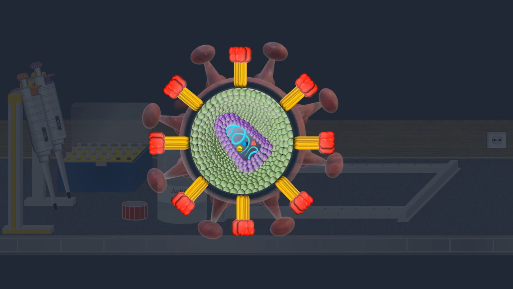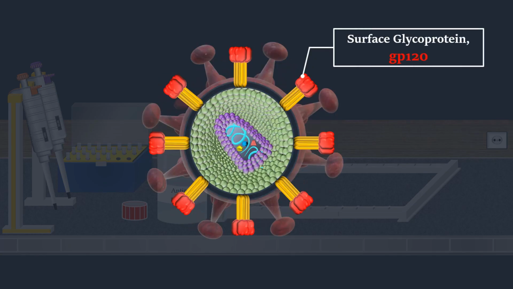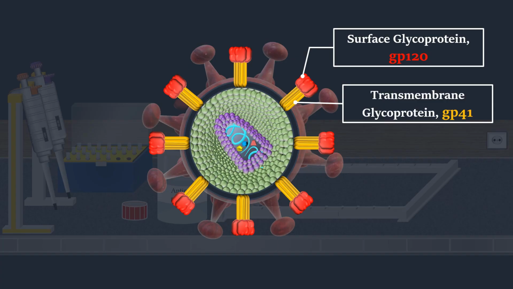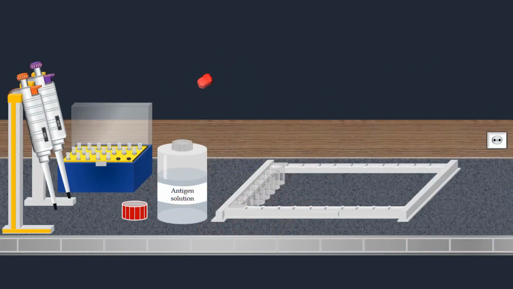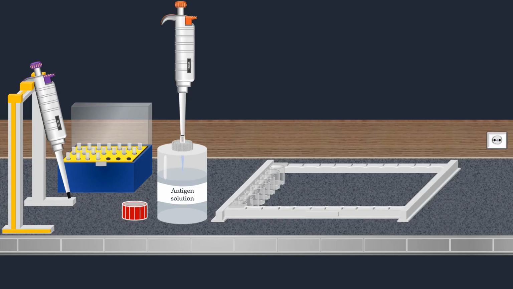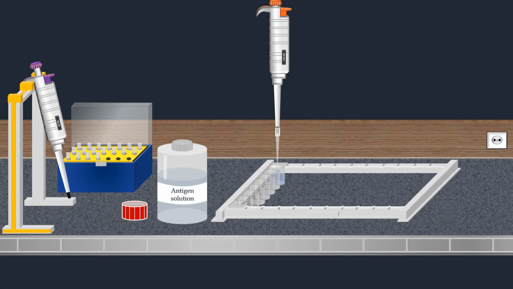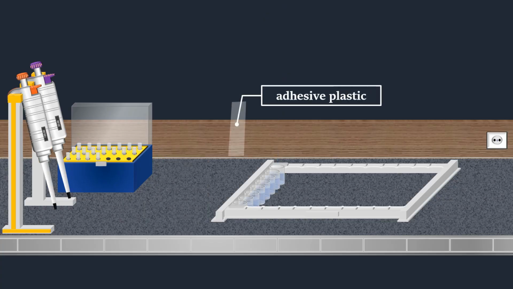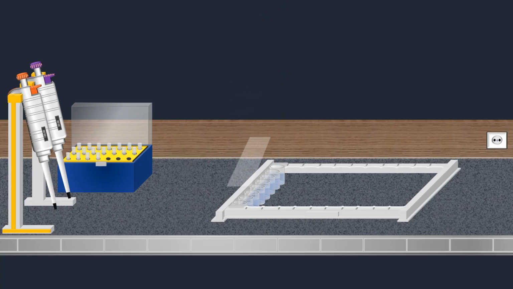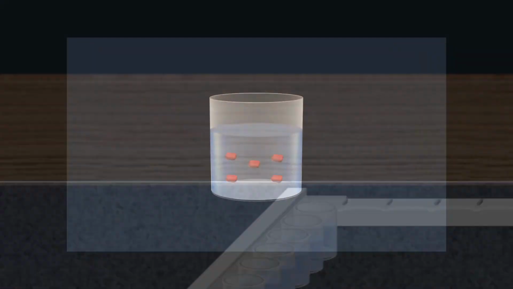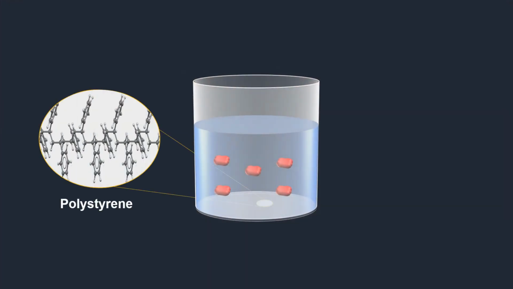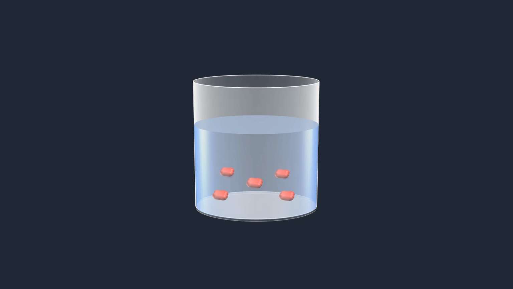The HIV virus has a complex structure consisting of various proteins, including GP120, GP41, and P24. To detect HIV antibodies, one or more of these antigens can be selected as the specific antigen. The selected antigen solution is carefully added to each well. Then, the well strip is covered with adhesive plastic and incubated at room temperature or in a laboratory oven. In ELISA, the most commonly used material, as the solid phase, is polystyrene. The antigen is immobilized onto the polystyrene surface.